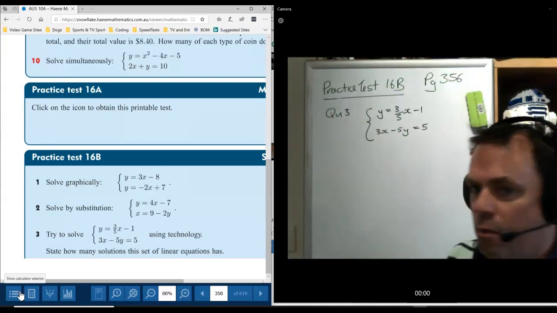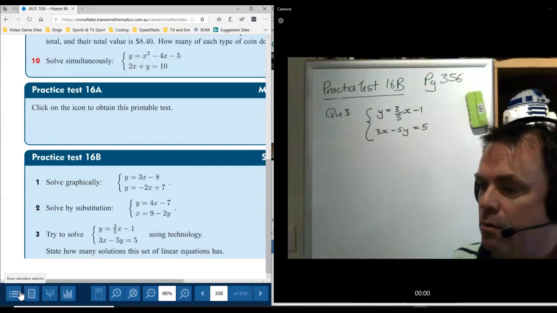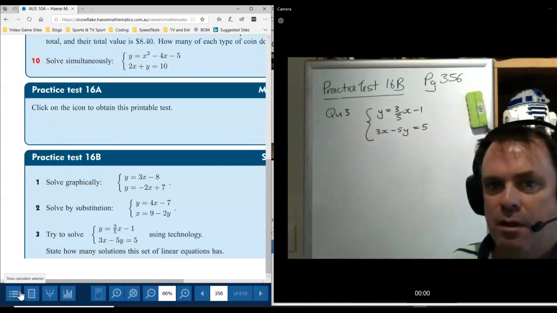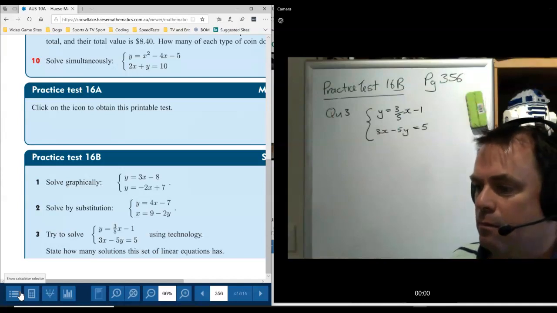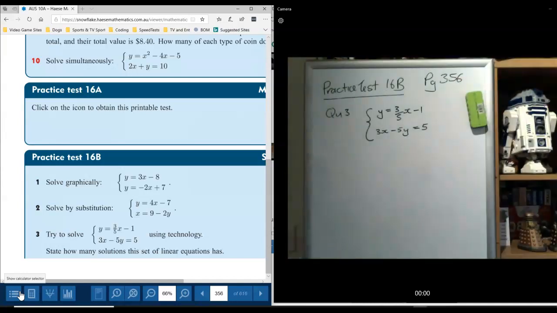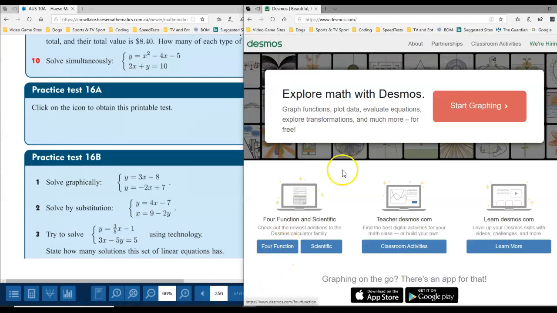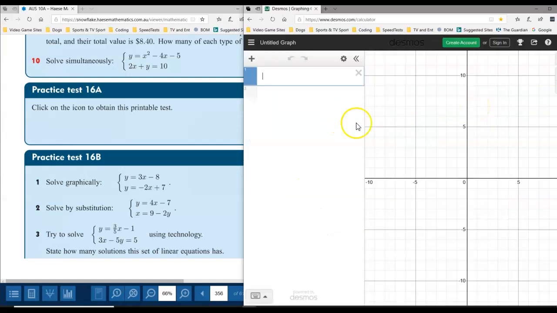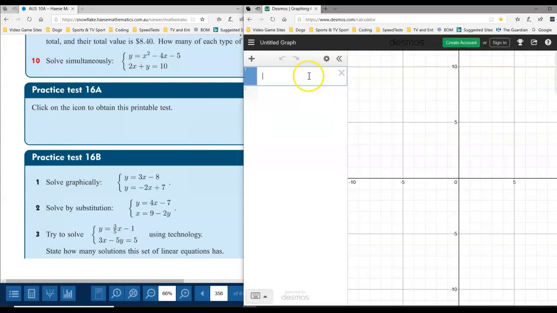But you know what? I thought just to show you something different, I'm going to use Desmos this time. Pretty much the same thing as GeoGebra. So GeoGebra or Desmos. We'll flick over here to the screen. I know I've walked off again. So www.desmos.com, start graphing.